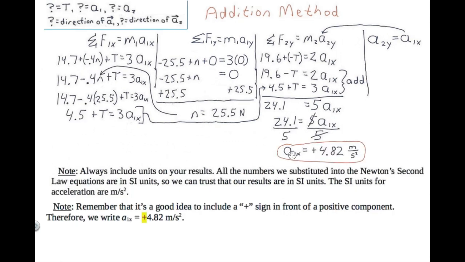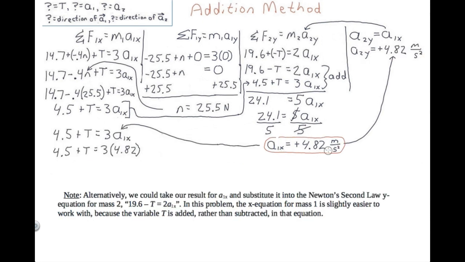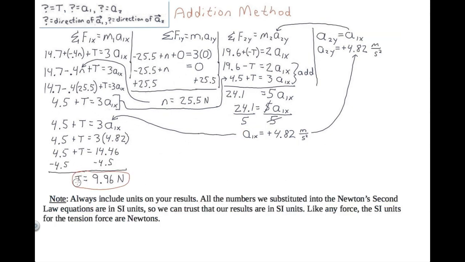Our result is that a sub 1x equals positive 4.82 meters per second squared. Because a sub 2y equals a sub 1x, we know that a sub 2y also equals positive 4.82 meters per second squared. Next, we can take our result for a sub 1x and substitute it into the Newton's second law x equation for mass 1. The x equation for mass 1 now has only one unknown, so we can now solve this equation for capital T. Our result is that capital T equals 9.96 newtons.